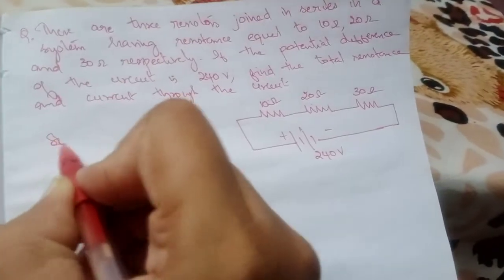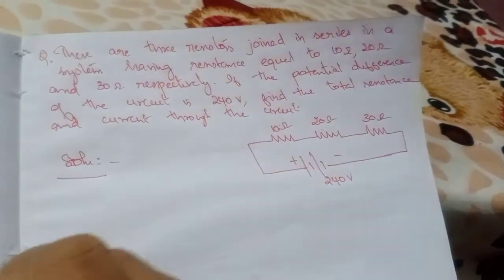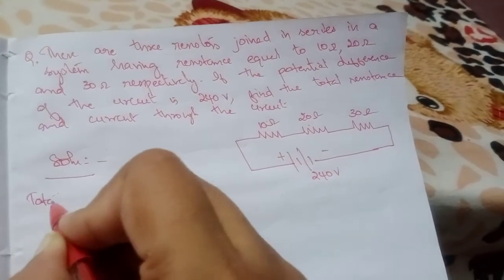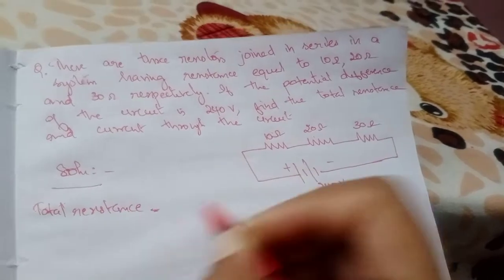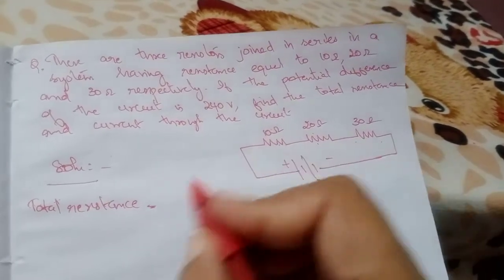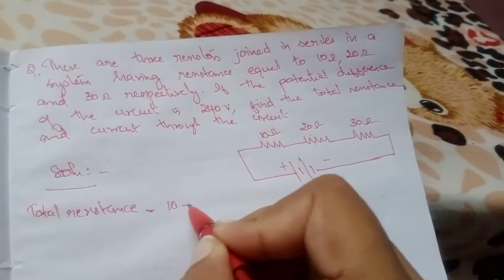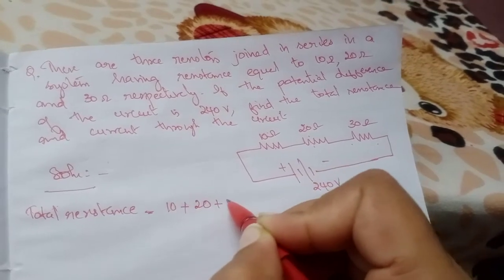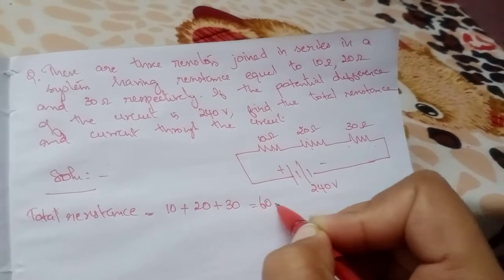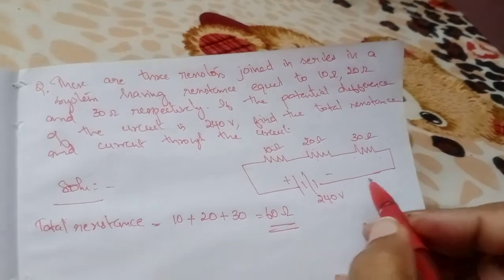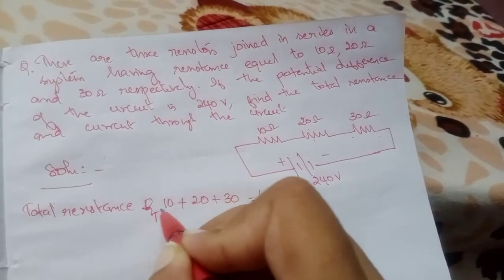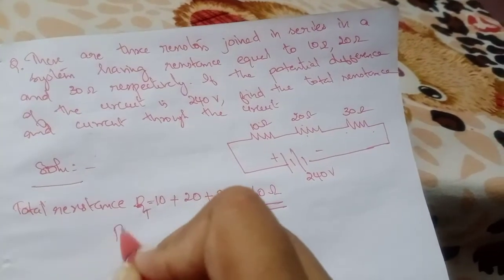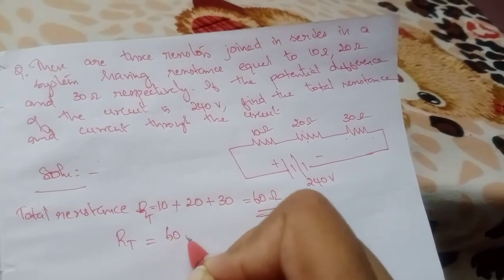circuit. Okay, fine. So first let us find out what is the total resistance. So we know that these three resistors are connected in series, right? So what we have to do? We have to add all the three. So the value becomes 60 ohm. So this is the value for total resistance, or we can write RT is equal to 60 ohm.